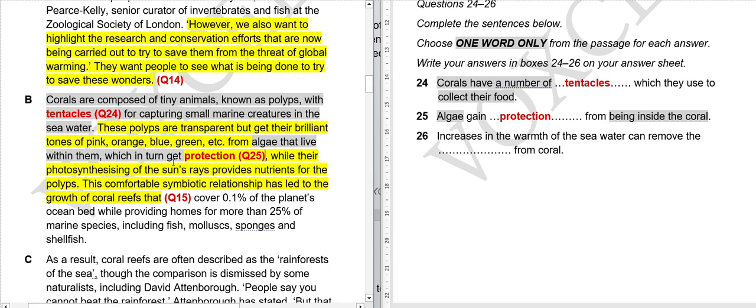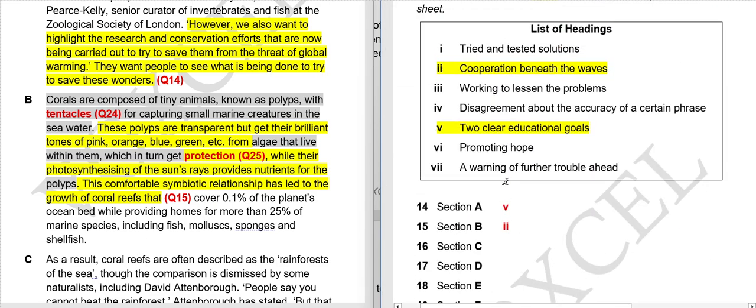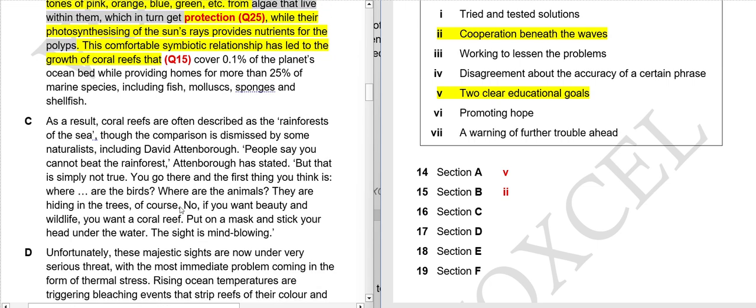I have already told you when I was explaining the sentence. Algae live inside these polyps and they provide them protection. In turn, algae, with the help of photosynthesis or sun rays, provide nutrients to the polyps. So this is their symbiotic relationship, their teamwork, increases in the warmth of seawater. There is nothing about seawater temperature increase, so we know this is not the answer. There is no answer in this paragraph. Moving on to the next one.